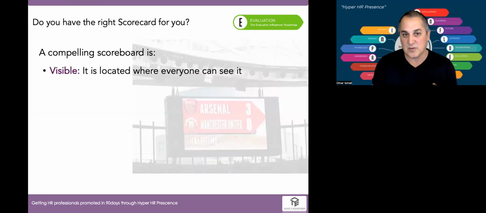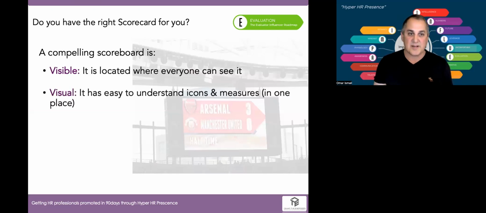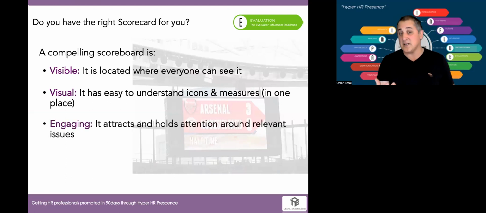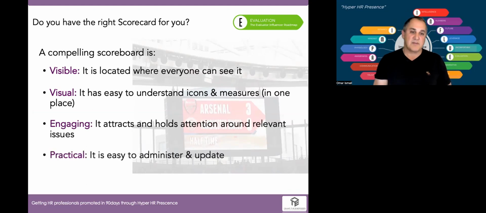So what is a compelling scorecard? Well, first of all, everyone needs to see it, so that people can start talking about it. Is it visual? Is it in an easy place, and is it easy to understand? Do I have to look at it forever and try to figure out what's going on? Is it engaging? Does it hold our attention around relevant issues? And is it practical, easy to administer and update?